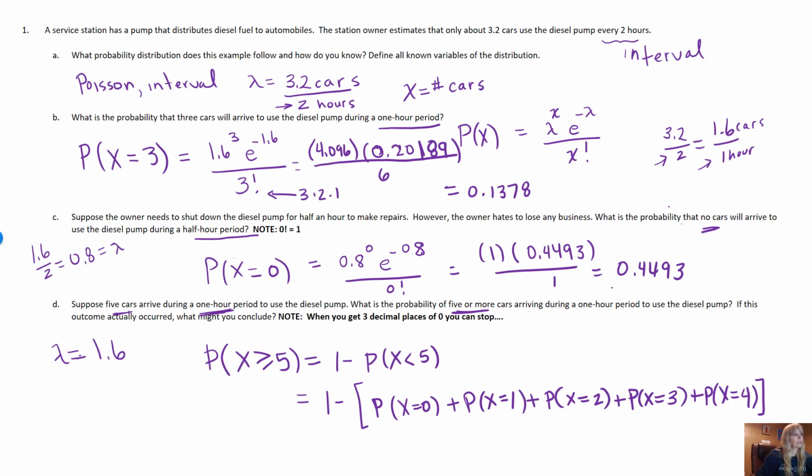So if you do this, I'm not going to work this out, but this is the same as part B. So like the first one with 0 would be 1.6 to the 0, e to the negative 1.6 over 0 factorial, then plus 1.6 to the x. So the only thing that's changing is the x, right? So this 3 becomes 0 plus 1 plus 2 and so on.